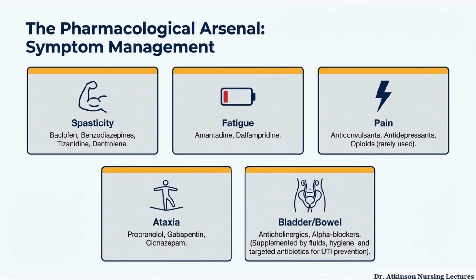Ataxia and tremors can sometimes improve with medications such as gabapentin or clonazepam. Bladder and bowel dysfunction are also very common and may require anticholinergics, alpha blockers, hydration strategies, and infection prevention. The overall goal is improving daily function and quality of life.